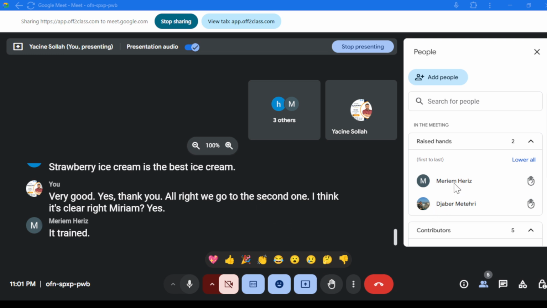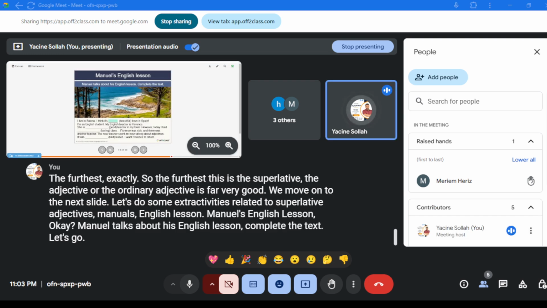Let's do some extra activities related to superlative adjectives. Manuel's English lesson. Okay, Manuel talks about his English lesson. Complete the text. Let's go. Mariam, the first one.